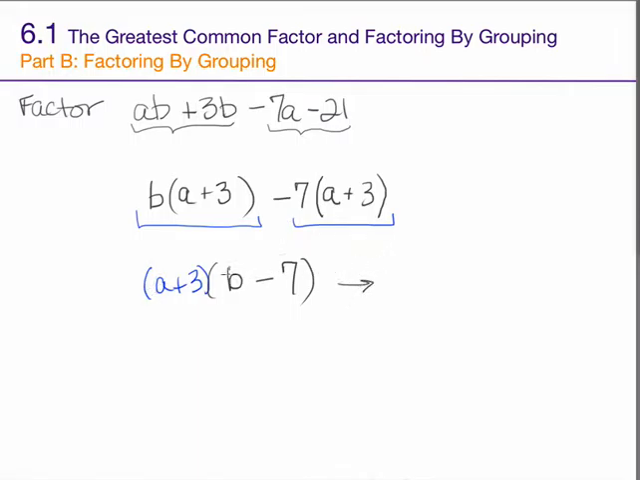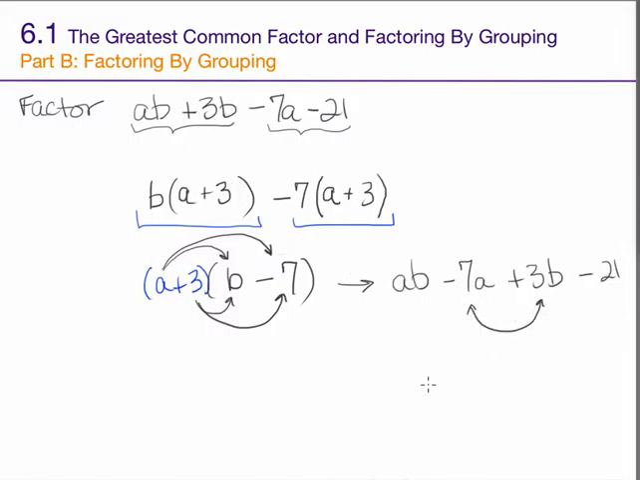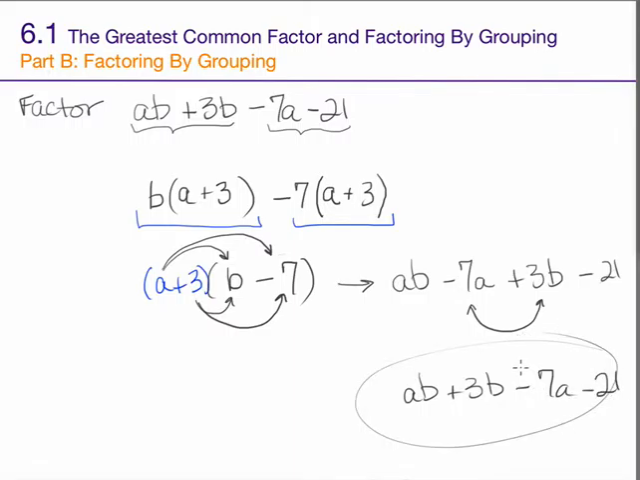I can check my answer by redistributing. A times B is AB. A times -7 is -7A. 3 times B is 3B. And 3 times -7 is -21. Using the commutative property of addition this time, I could rewrite this as AB plus 3B minus 7A minus 21. And that's what I started with. You don't need to do that step if you can see that this really is the same as your original expression.